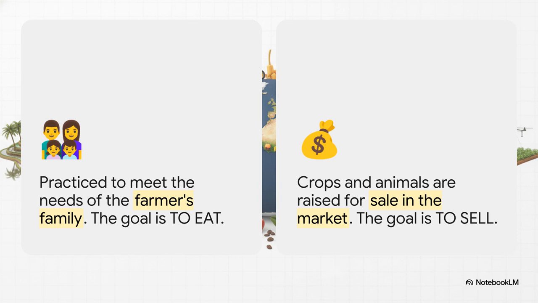On one side, you have subsistence farming. The goal here is incredibly simple. You farm to meet the needs of your family. The main goal is to eat. On the other side, you've got commercial farming. Here, everything, crops, animals, is raised for the market. The goal here is to sell.